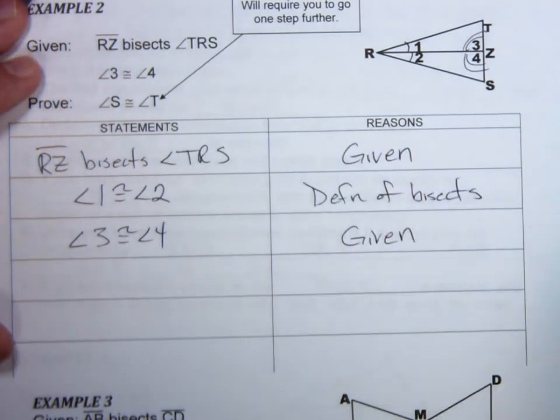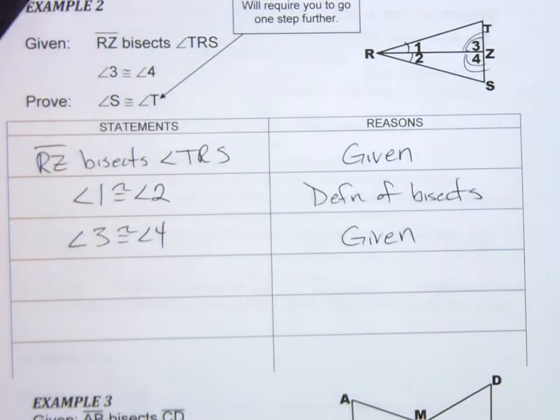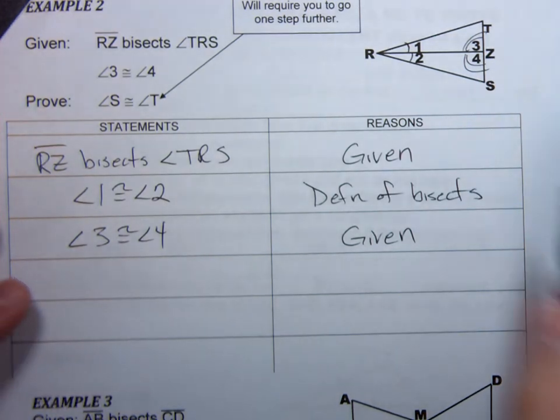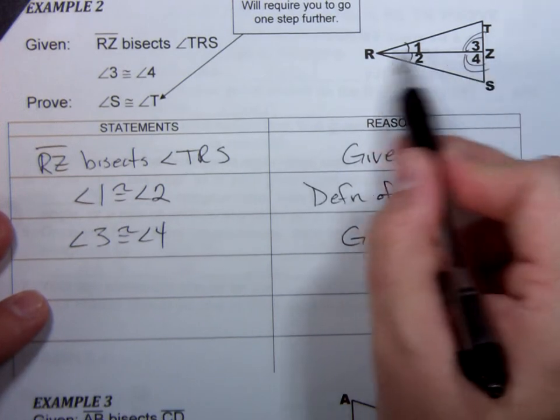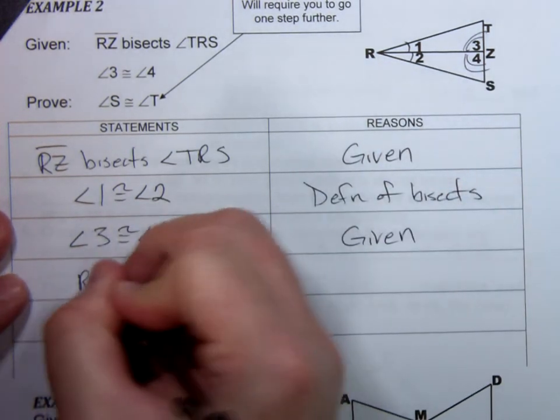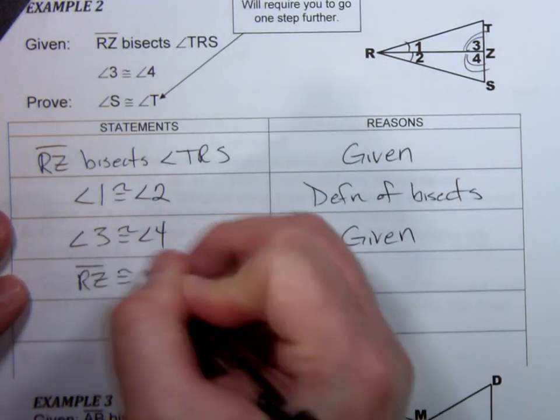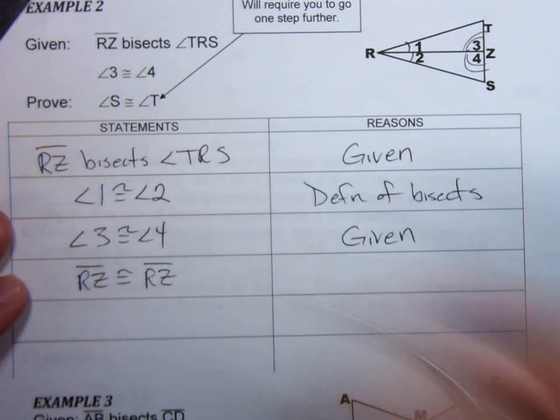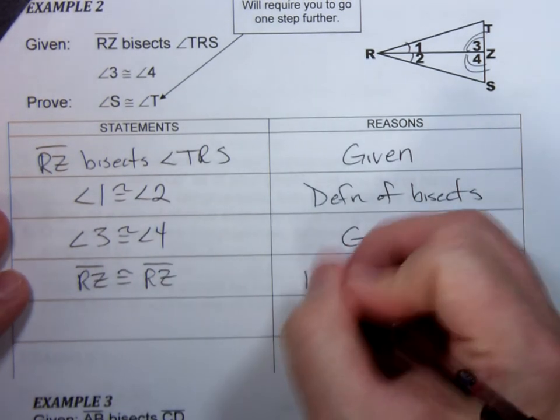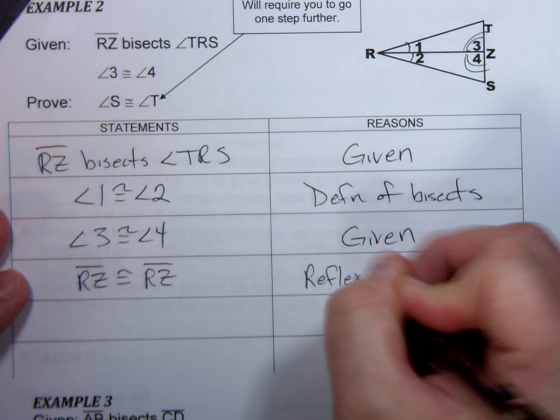So after I've used up all the givens, I only have 2 congruencies. I need 3 to show that the triangles are congruent to each other. So I look at the picture, and I notice they're sharing this side. So line segment RZ is congruent to itself. It's a side length for both triangles, and it's the same length for both of them. And that's based on the reflexive property.